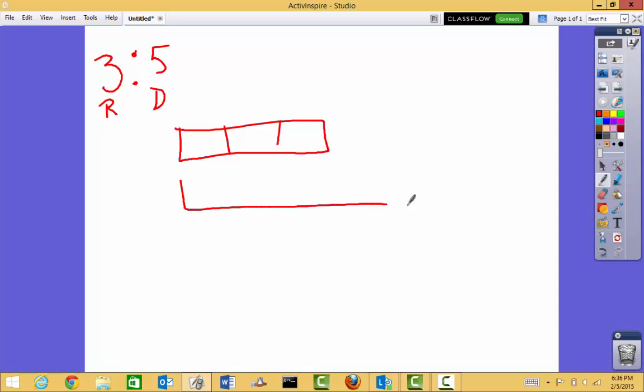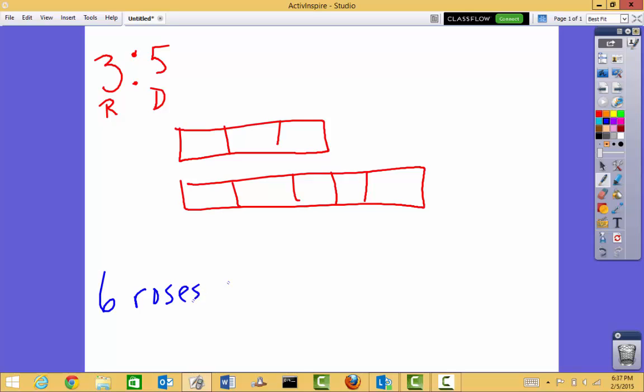Alright, here's my next problem. If for every 3 roses I buy, 5 daisies, create a tape diagram. So I'm going to do the same thing. It's the exact same problem as before. Okay, now instead of just using a ratio, I'm going to add this part to my problem. If I bought 6 more roses than daisies, how many daisies did I buy?